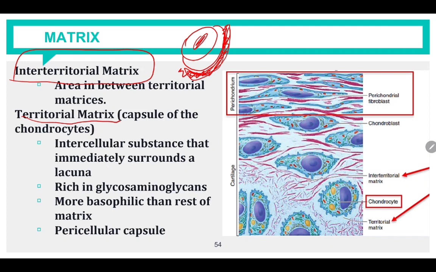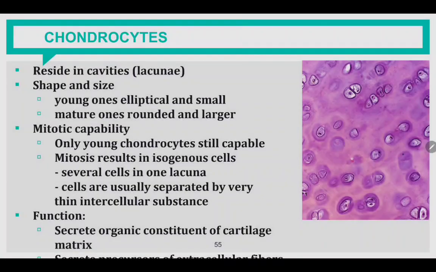And then, let's move on sa ating chondrocyte. Okay, ano nga ba ang chondrocyte? They reside in the cavities called lacunae. Okay? Based on shape and size, young ones are elliptical and small, while the mature ones are rounded and larger. Tama talaga yung sinabi nila, no? As we get older, we get rounder. Char. Okay? So, they have mitotic capability. Unlike your osteoblasts na walang mitotic capability, ang inyong chondroblasts or chondrocytes, they have mitotic capability. One single chondrocyte can make up to 8 to 10 chondrocytes. Okay? Because of the process of mitosis.